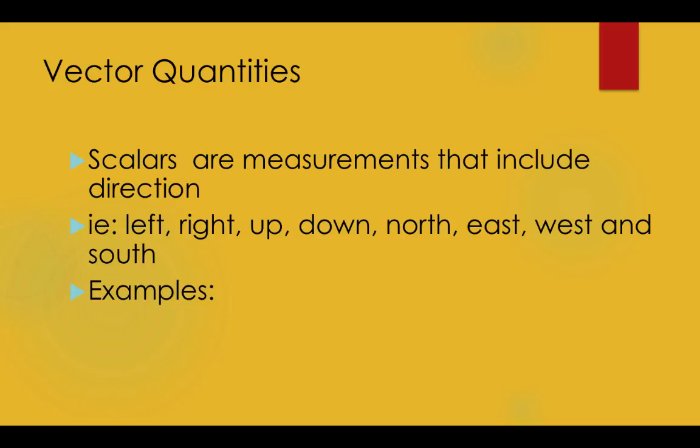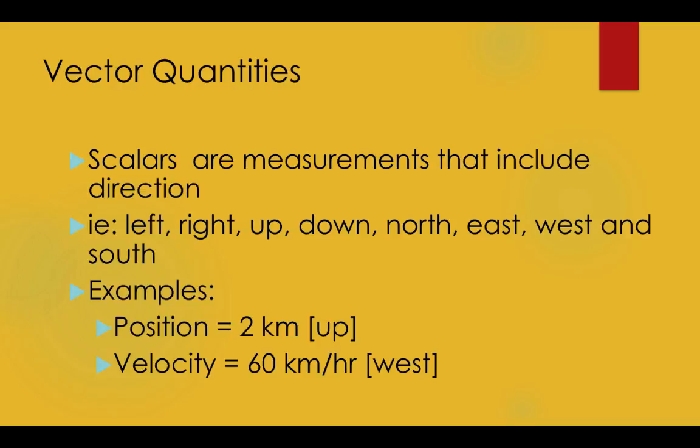Some examples of this are position. Position is similar to distance, where it has a magnitude 2, a unit, kilometers, but also includes the direction, in this case, up. A second example is velocity. Velocity is very similar to speed, where it has a magnitude 60, units, kilometers per hour, but also includes direction, which is west in this example.